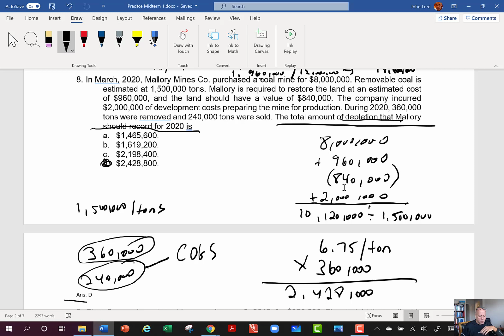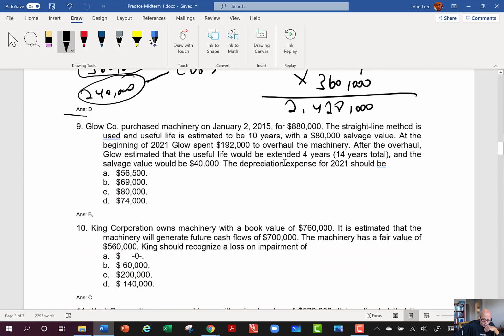The difference between the 360 and the 240 is 120,000 times the 675, which is going to be the inventory. But if they just ask you total depletion, the total depletion is everything you took out for the period. Some of it is sold and hits the income statement, and they sometimes call it expense. I think it would more appropriately be called cost of sales, cost of goods sold. Okay, good. Let's go ahead. That one's not too bad.